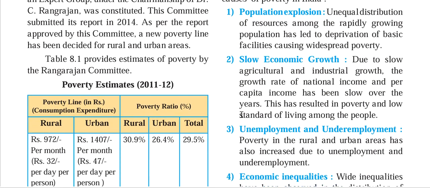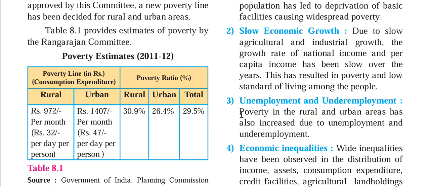Second, we have slow economic growth. If agriculture and industries grow slowly, then national income also grows slowly. And when income growth is slow, people's standard of living also remains low. That is why developing countries with slow economic growth often face high poverty.